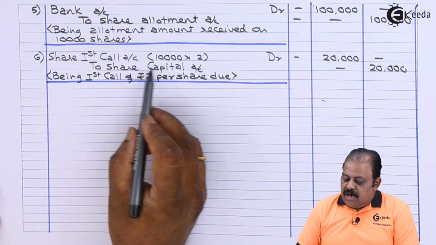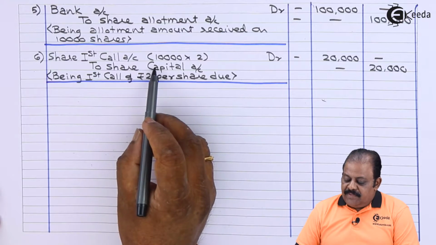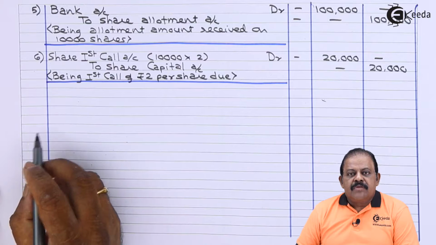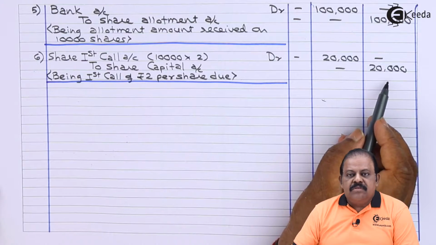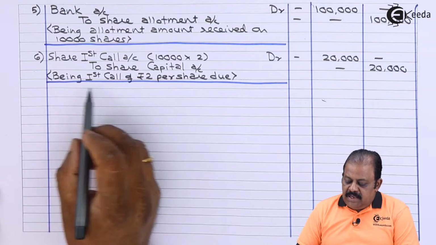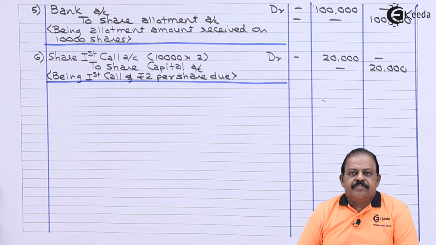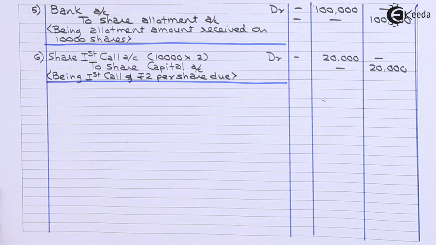Share first call account debit on 10,000 shares, 2 rupees per share, 20,000. To share capital account 20,000, being first call of rupees 2 per share due. Next entry will be for receiving first call amount.